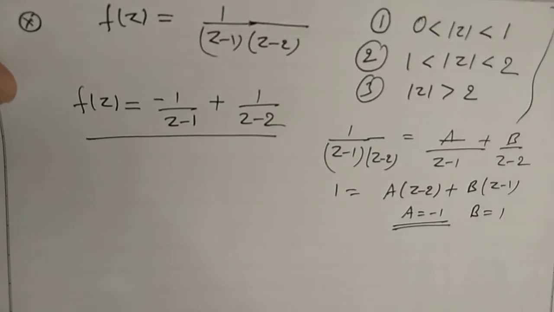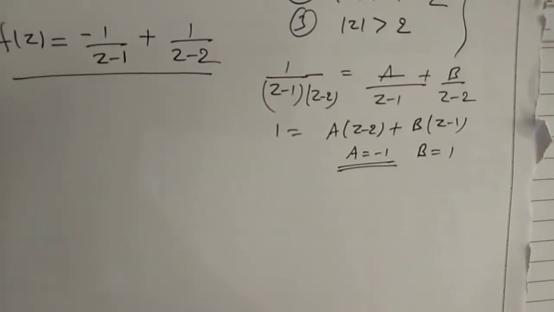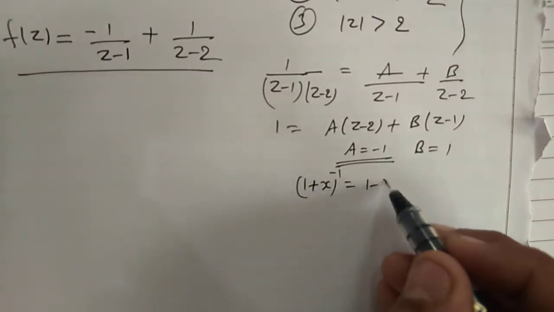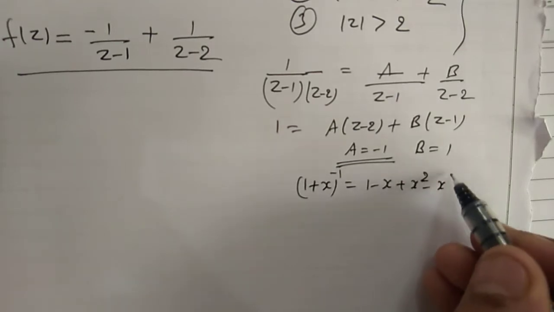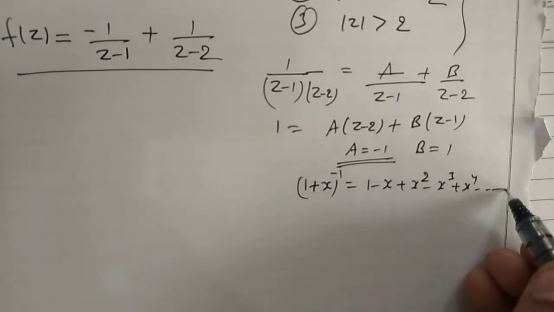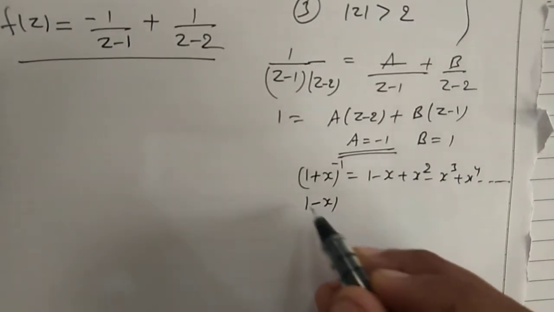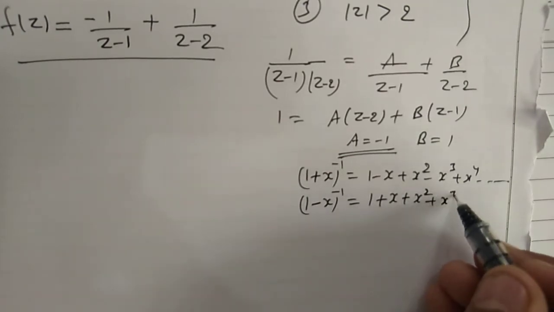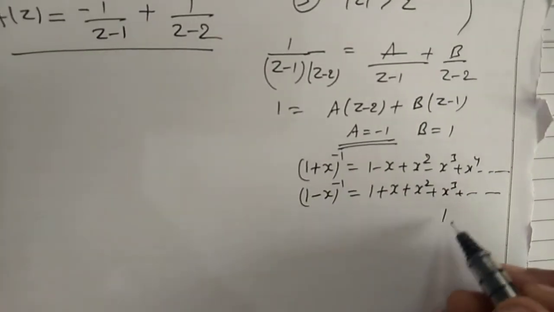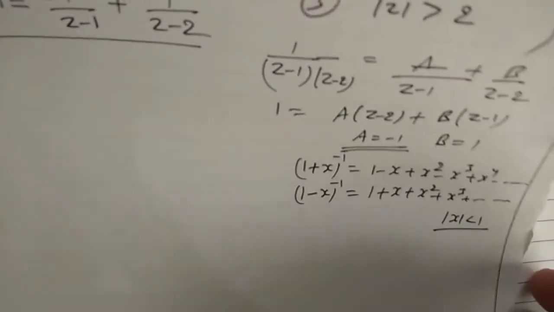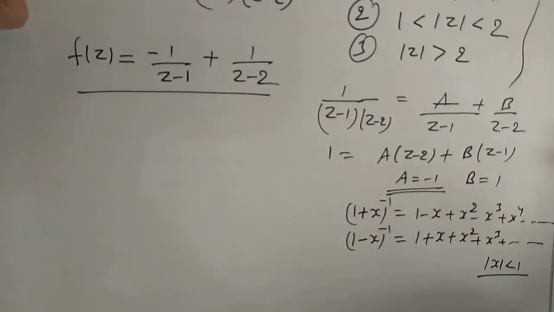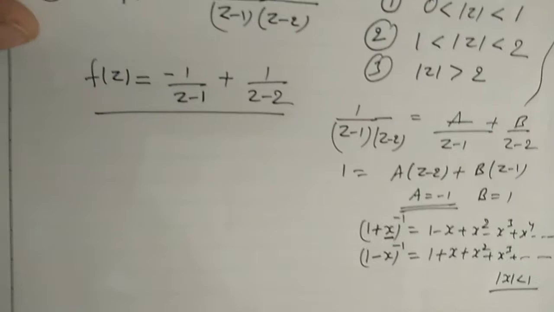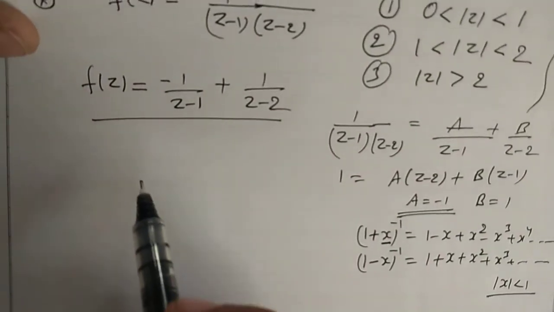So this Laurent series is based on the binomial expansion. So we know the binomial expansion (1 plus x) power minus 1 equals 1 minus x plus x square minus x cube plus x power 4 minus dot dot dot, and (1 minus x) power minus 1 equals 1 plus x plus x square plus x cube plus dot dot dot, provided mod x is less than 1. So we will use this binomial expansion. We have to make sure this x should be less than 1.